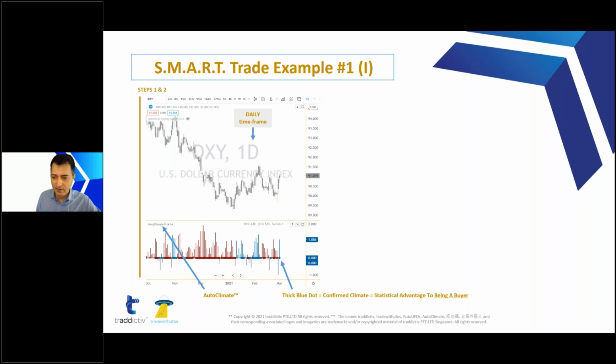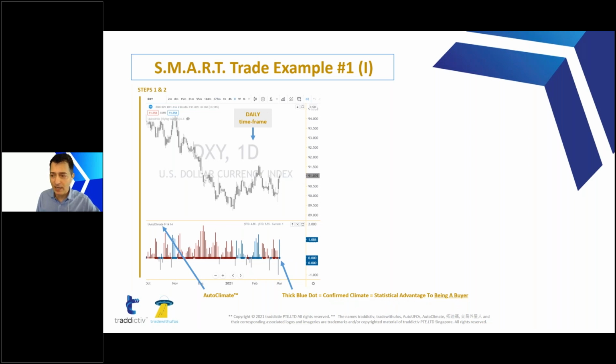It's super objective, it takes no time. Notice how here we got a thick blue dot. So what does it mean? Thick means confirm. So the climate is confirmed, and because it's blue, it means it's time to be a buyer, and that gives me a statistical advantage. So at this moment in time, and by the way, this was yesterday, I would know it's time to be a buyer of the dollar index.